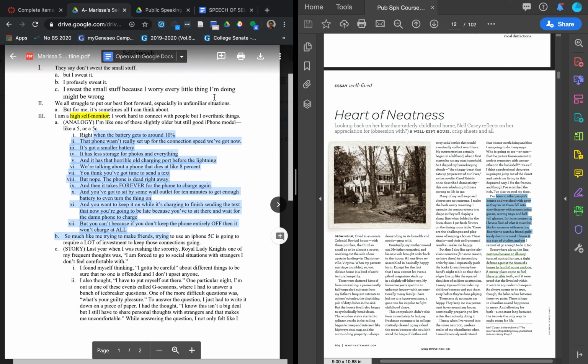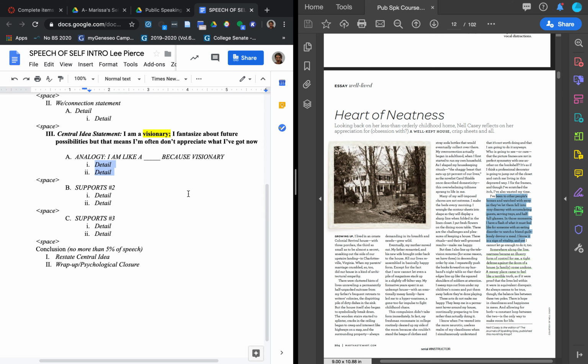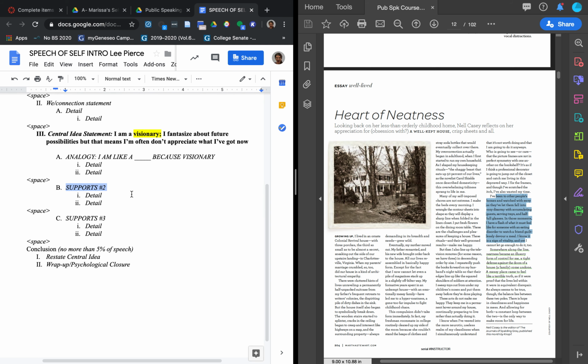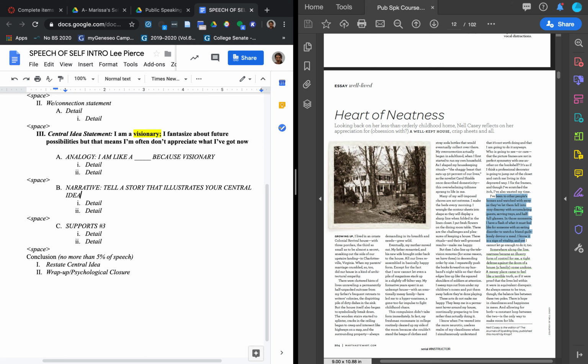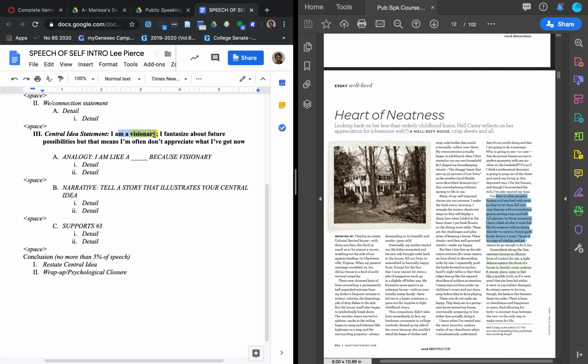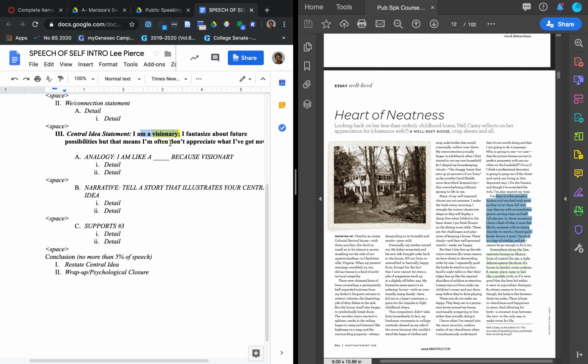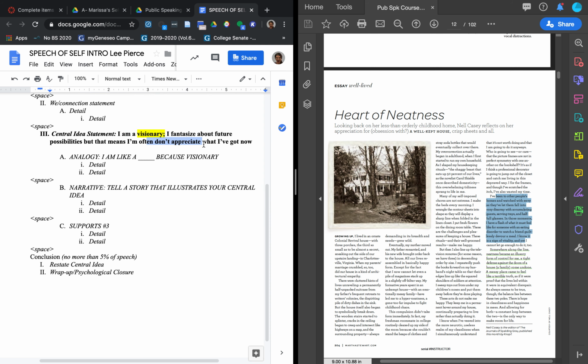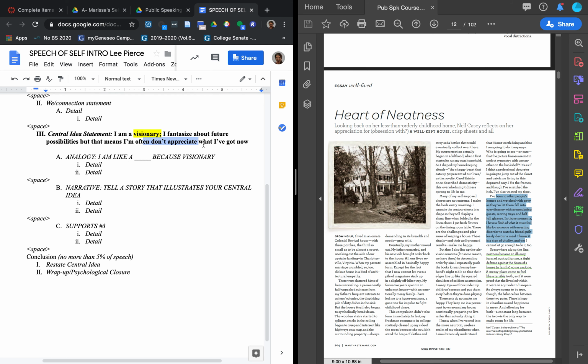All right. So, there are other analogies in the video, but the first thing you got to do is you want to construct an analogy. And then the second thing you want to do is you want to construct a story. I call it a narrative because I don't want you to confuse it with an anecdote. So for the narrative, you want to tell a story that illustrates your central idea. So in my case, I want to tell a story about being a visionary, somebody who's always thinking about the next best thing, but that means that I am frustrated in the moment.